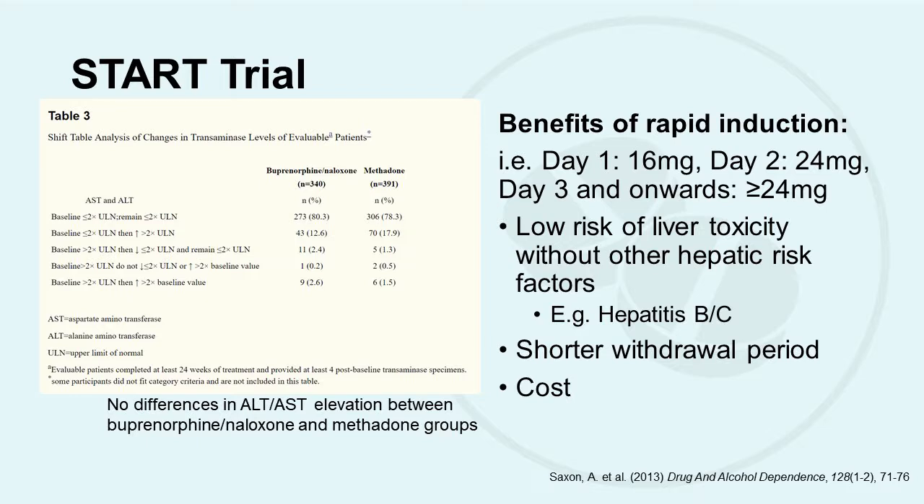Using a rapid induction approach, i.e. targeting 16 milligrams on day 1, 24 milligrams on day 2, and titrating up to a target dose on day 3 and onwards, may be considered. It appears to be safe, there is a low risk of liver toxicity, and it may be better for patients as it is more cost-effective and time-effective, and the patient will reach the target dose more rapidly. This is the current practice at the RODP clinic.